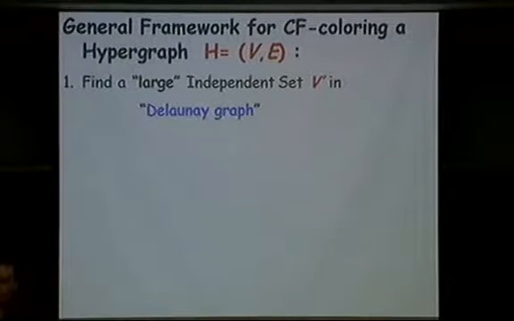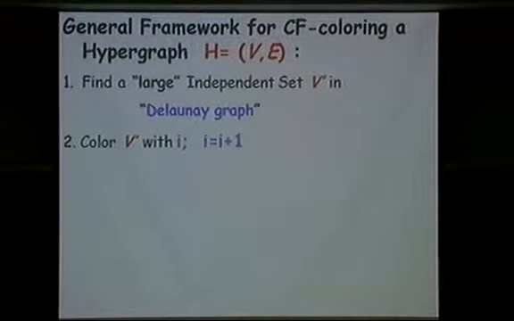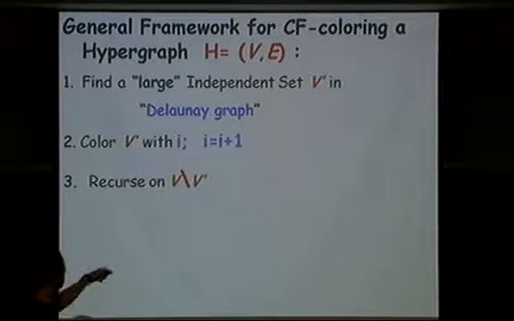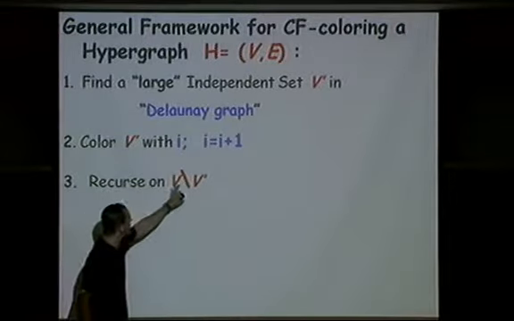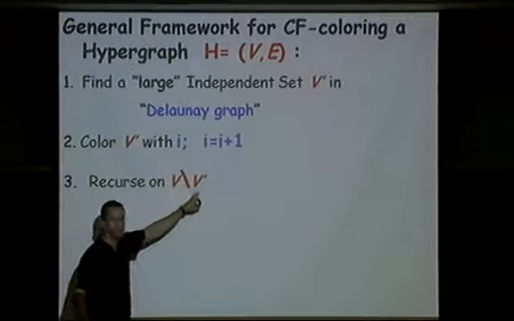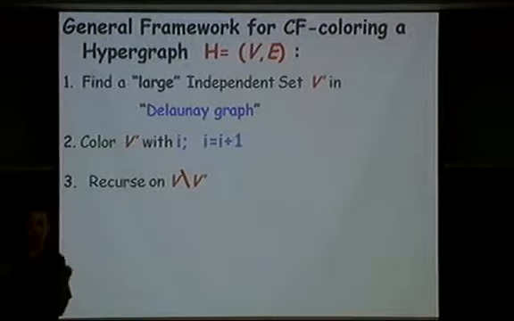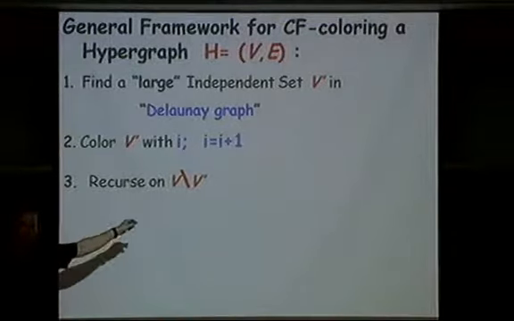Because in each iteration we discard a large chunk of the elements, so we'll discard all the elements in a small number of iterations, which is the number of colors. Then we color all these elements with the same color i, and recurse on the remaining set of vertices. So we need some hereditary property, and then consider the hypergraph induced on this set of vertices. You take the hypergraph whose set of vertices is V minus V prime, and the hyperedges are all the original hyperedges intersected with this set. It's the induced subhypergraph.